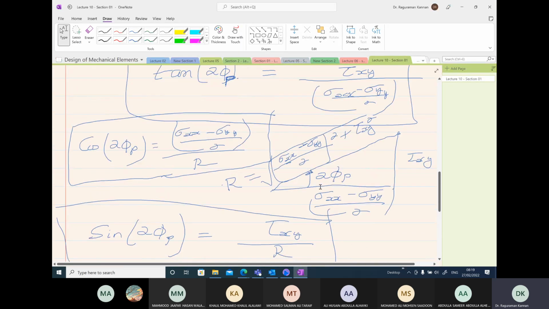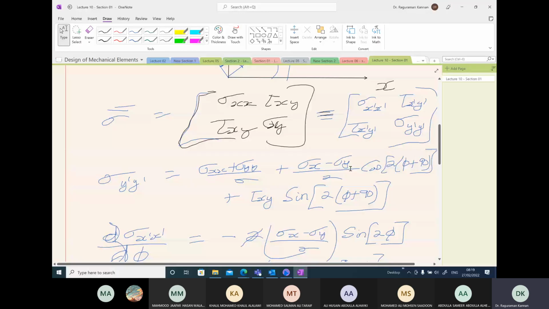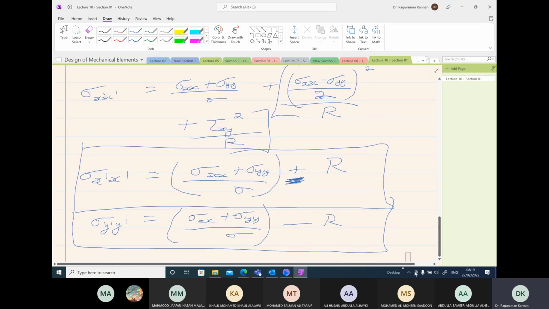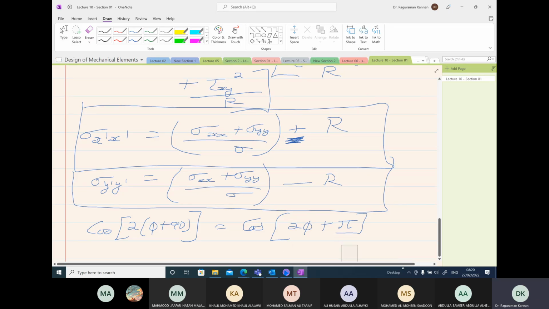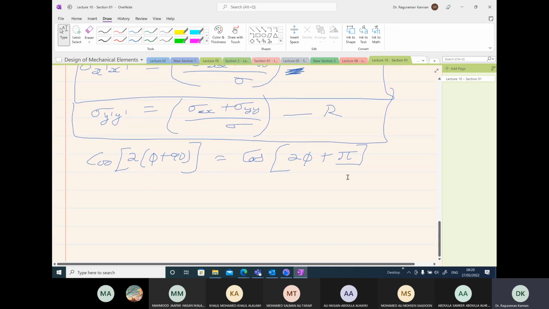Let's go to the formula for sigma y prime. Here we have cosine of 2 phi plus 90 within the bracket. If you expand that, you can write it as cosine 2 phi plus 180. 180 is nothing but pi. And what is this value?